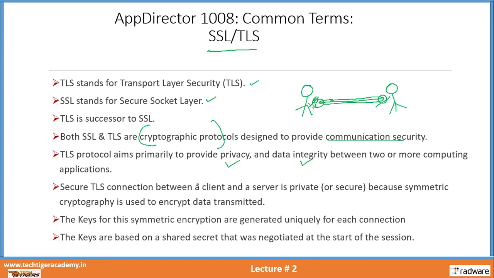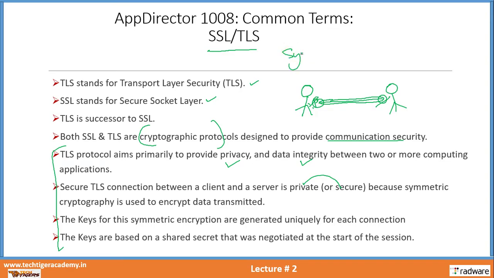The keys for this symmetric encryption are generated uniquely for each connection. Okay, so let me go through them again, guys. The TLS protocol aims primarily to provide privacy and data integrity between two or more computing applications. A secure TLS connection between a client and server is private because symmetric cryptography is used to encrypt data transfer. There are two types of cryptography.